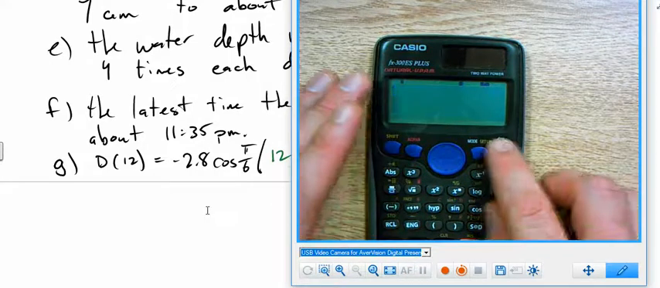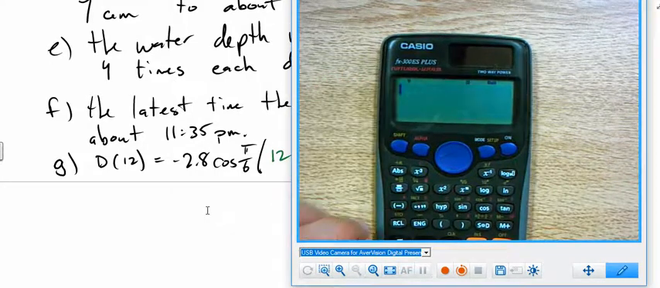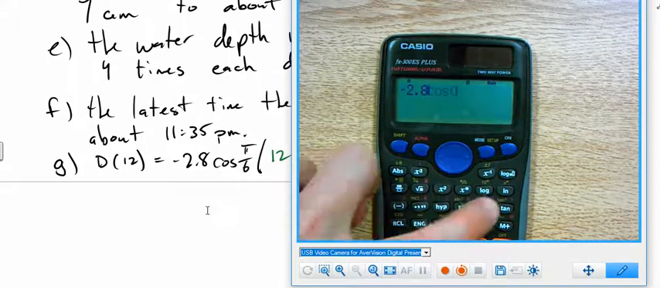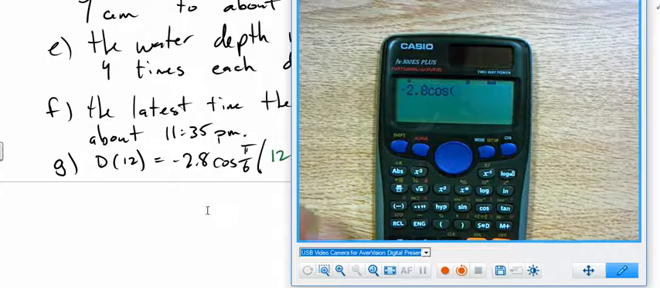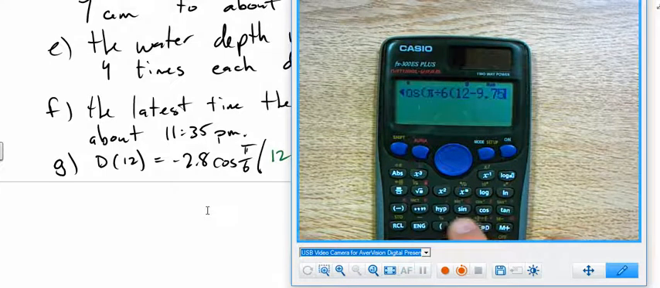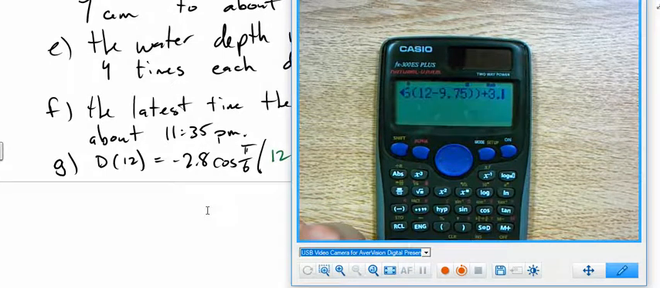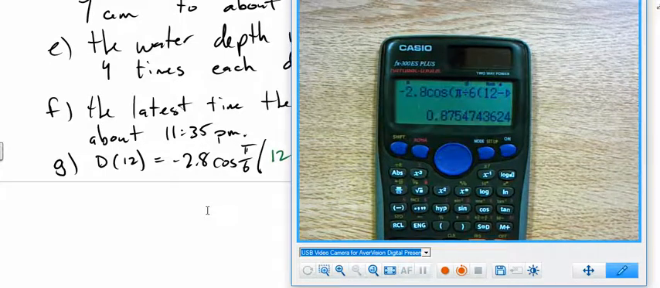I'm going to show you something. Okay, so just watch for a minute. Negative 2.8 cos, tell me if I type anything wrong. Cos, so it opened a bracket for me. Pi divided by 6 bracket 12 minus 9.75. I need two brackets closed plus 3.6. And I get 0.875. So what is that giving me? That's giving me a depth.